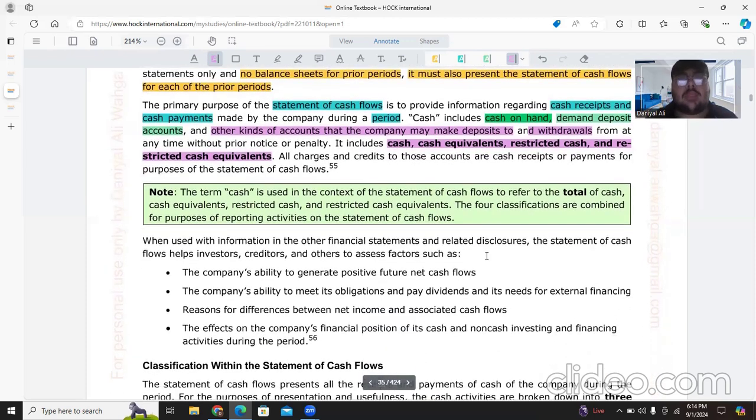It says, note very importantly, the term cash used in the context of the statement of cash flows refers to the total of cash, cash equivalents, and restricted cash equivalents. The four classifications are combined for the purpose of reporting activities in a statement of cash flows. So these are all the four kinds as mentioned. This is the classification of cash for reporting purposes, and you need to present these on your cash flow statement.